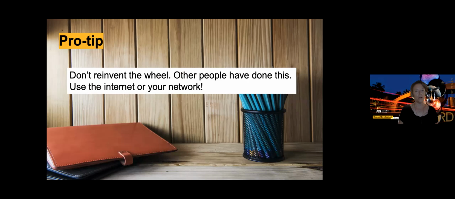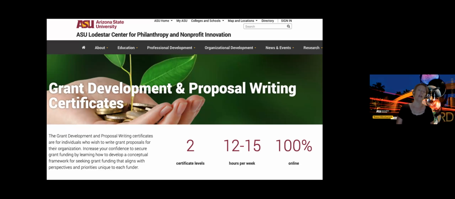So my pro tip, you'll see these throughout the presentation, don't reinvent the wheel. Other people have done this. Use your internet or your network. You have mentors, you have friends, you have colleagues. Somebody somewhere has done what you want to do, not the approach, but actually going and asking for money to fund a research project from someone else. So use your network.